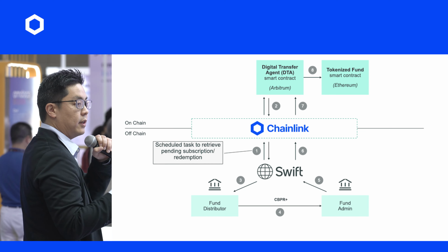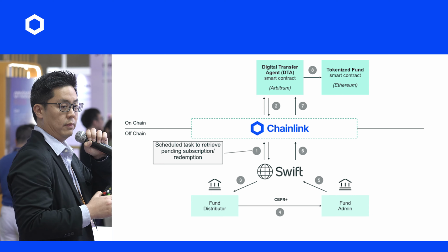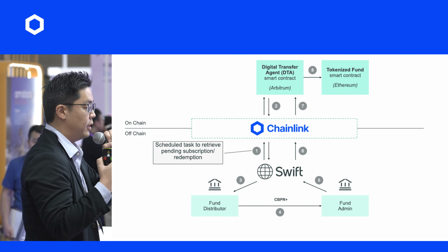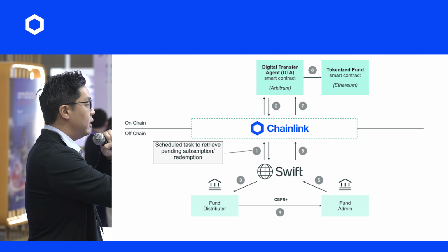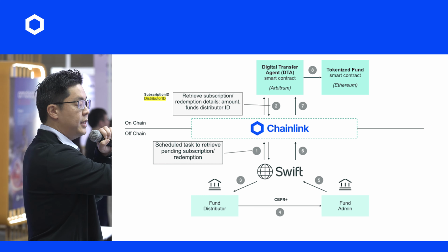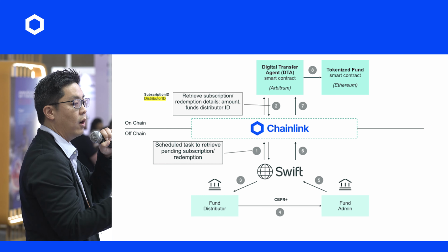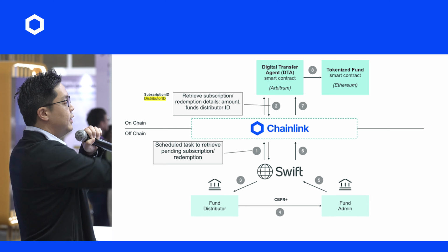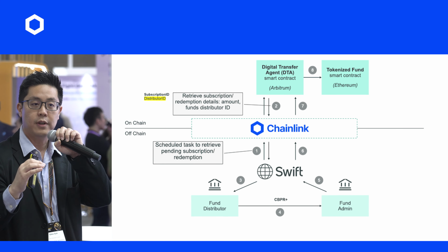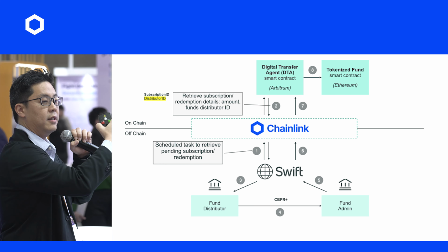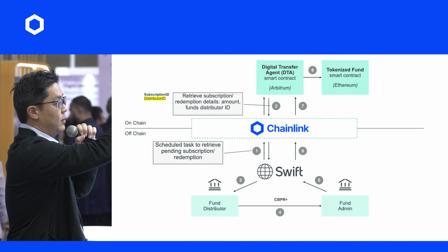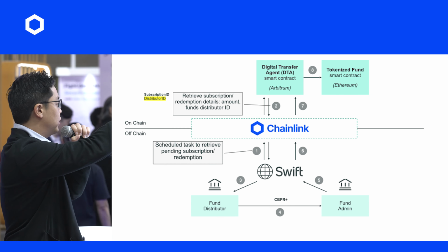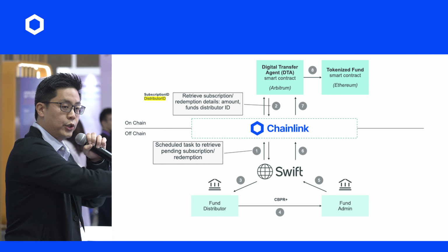Now, Swift Transaction Manager will do an API call. This is a program, a scheduled task, to retrieve the pending subscription and redemption flows information from the DTA, so it links to Chainlink. Chainlink then moves on to retrieve the subscription details, the amount, and the fund distributor ID. Please take note on the left: I've put there the subscription ID and the fund distributor information. This is key to ensure that the entire information flow is coherent throughout, from the tokenized fund, which is UBS, to the digital transfer agent, which is I think SBI, down to Chainlink's platform, down to Swift, back up.